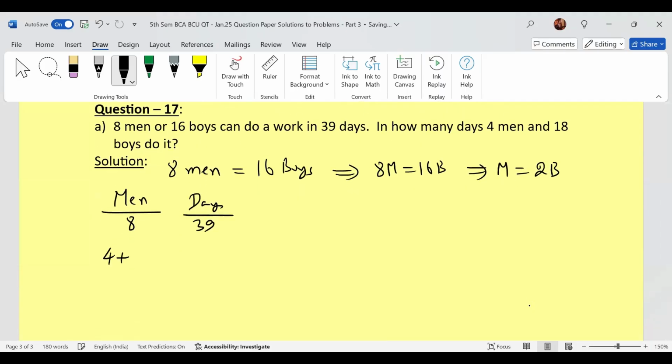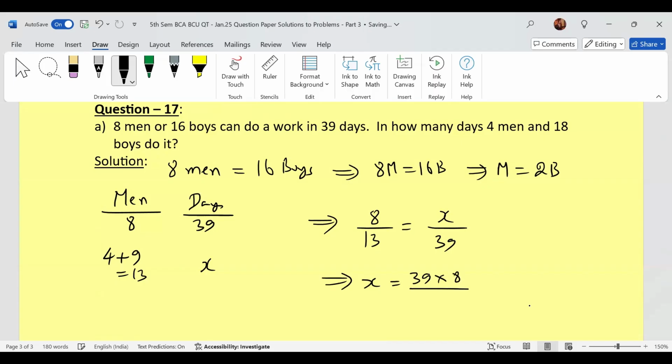4 men, 18 boys can be written as 9 men. So 4 plus 9, this will become 13. For 13 men, how many days? We'll consider it as x. And if the number of men increases, the number of days should decrease, which means this is inversely proportional. So we can write 8 by 13 is equal to x by 39, which means our x will be 39 into 8 divided by 13, which will give you 24 days as the result. So that is the solution for this question.